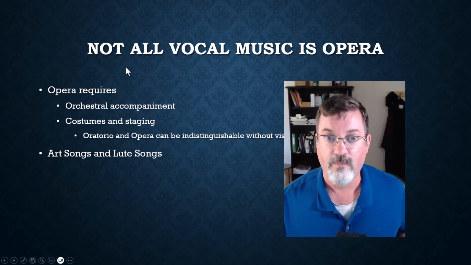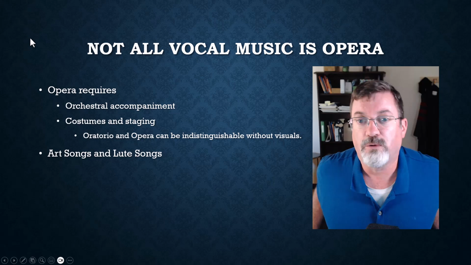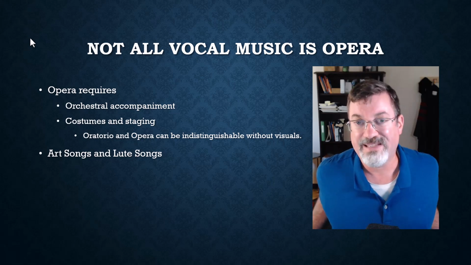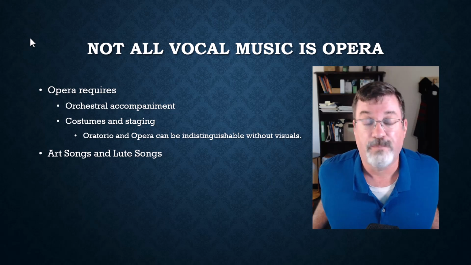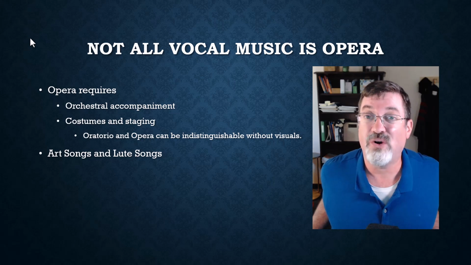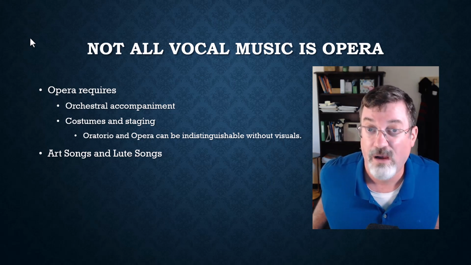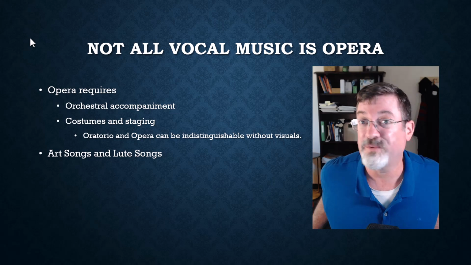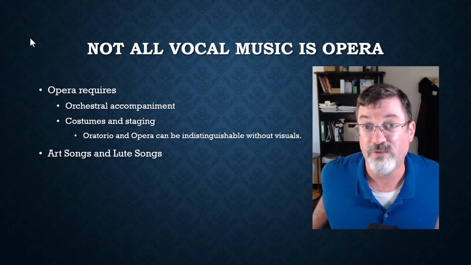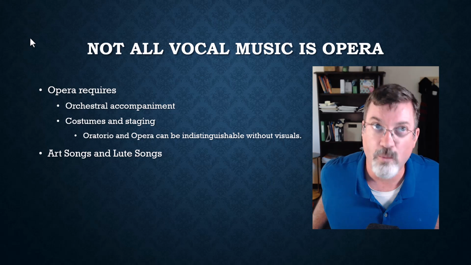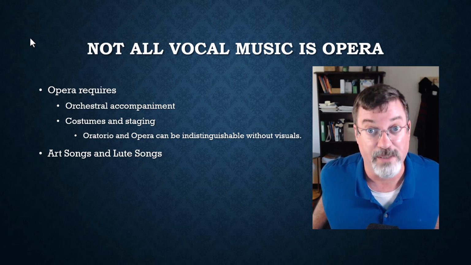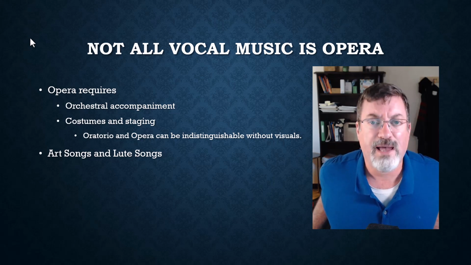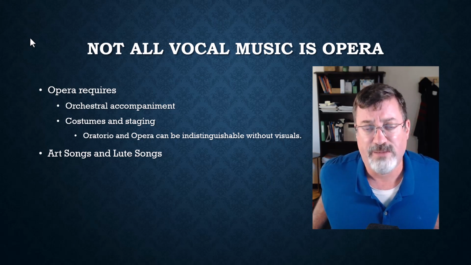All right. Not all vocal music is opera. This comes from the Guess That Composer game, okay? Yes, there is opera that we listen to. For it to be opera, you need to have an orchestra, all right? And the orchestra, depending on the style period, could be very prominent or very subdued. In the Romantic period, the orchestra tends to become a little bit more prominent than in the classical period. But also to have opera, you need costumes and staging.